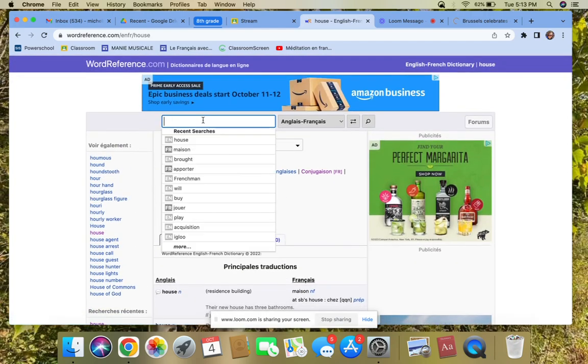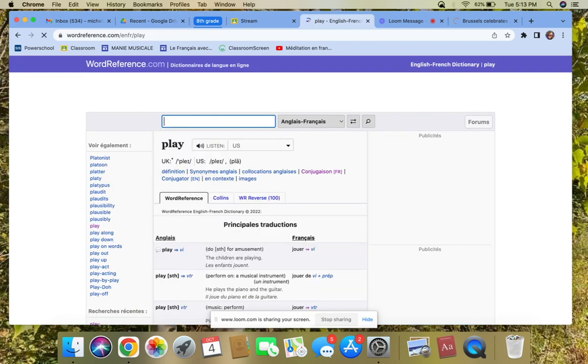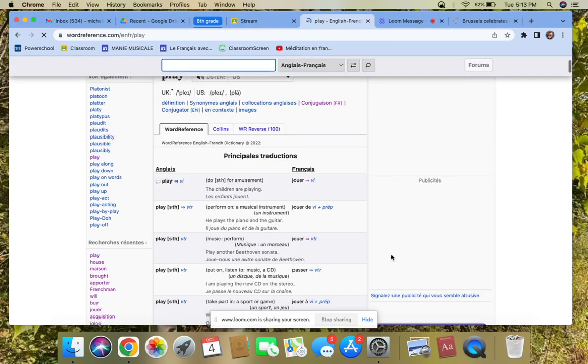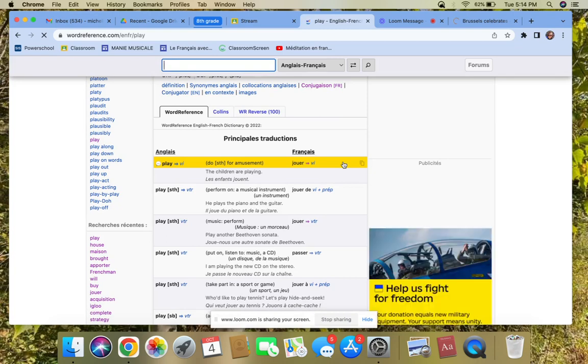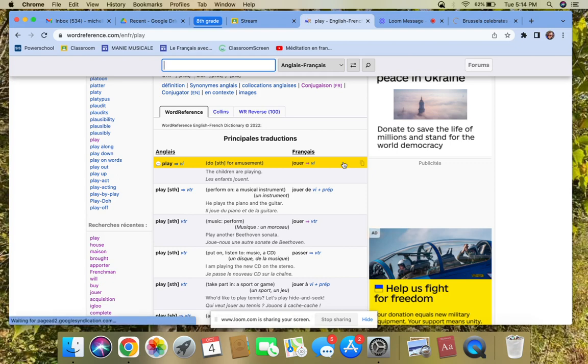Let's do one more example here. So if I type in play, first thing that comes up, which is usually, again, what is going to be the one you're looking for, not always, but usually, here I see jouer. So that's a verb. It's an infinitive, which means that it's not conjugated. So when you put it in a sentence, you have to make the verb ending match the subject, whoever's doing the playing. More on that in a moment.